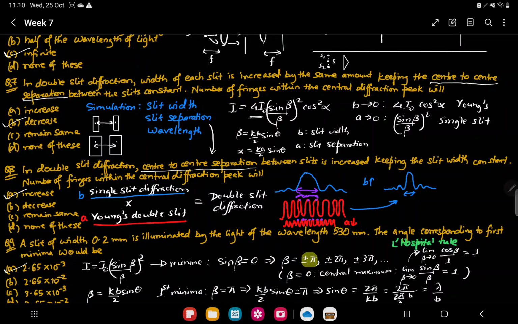In the double slit diffraction, if the width of each slit is increased by the same amount, keeping the center to center separation between the slits constant, the number of fringes within the central diffraction peak will decrease. Double slit diffraction is essentially like a product of single slit diffraction and Young's double slit interference experiment.